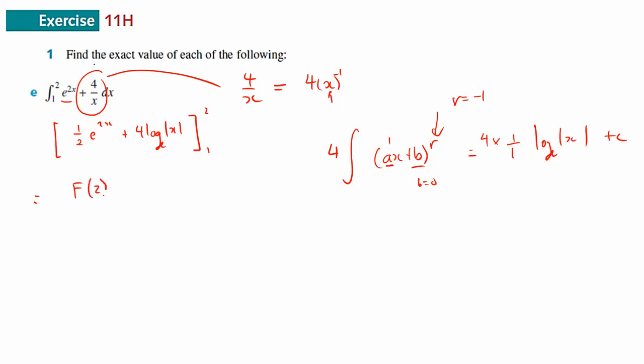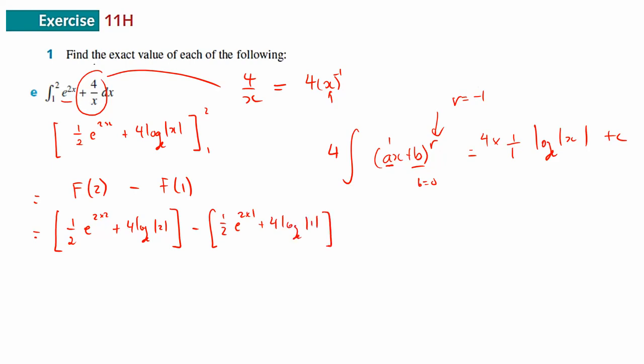Good. Sub 2 in, the upper interval, minus sub the lower interval. All you're doing here is subbing 2 into f of x and subtracting f of 1. You can do that by hand or on a CAS. Here we go: we've got half e to the 2 times 2 plus 4 log e of mod of 2. That's one bracket, minus half times e to the power of 2 times 1, plus 4 times log e of 1.